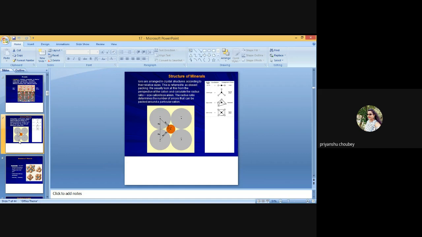Crystallographic axis OX, OY, OZ, parameters OA, OB, OC is a unit cell.